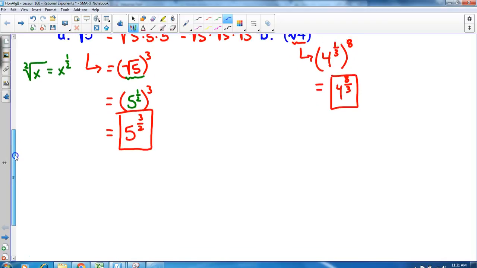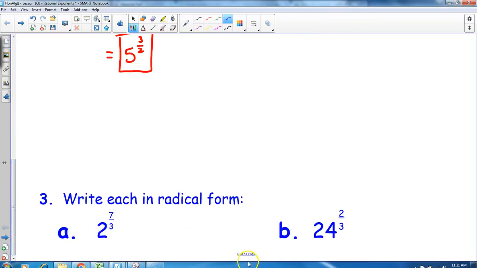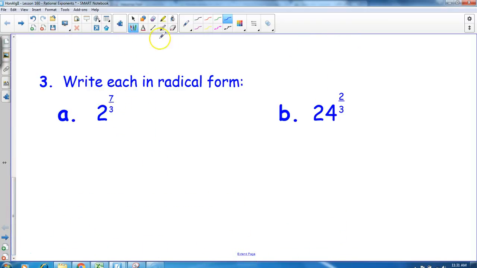All right, so let's check out going the other way. I want to write each in radical form. So going from this fractional exponent form to radical form, I know my numerator is going to tell me what the power is on the outside. The denominator is going to tell me what the root is, so that is the cube root of 2 raised to the 7th. And that's how we would rewrite that in radical form. Same thing here. The denominator becomes my root, so that's a cube root. This becomes my power.